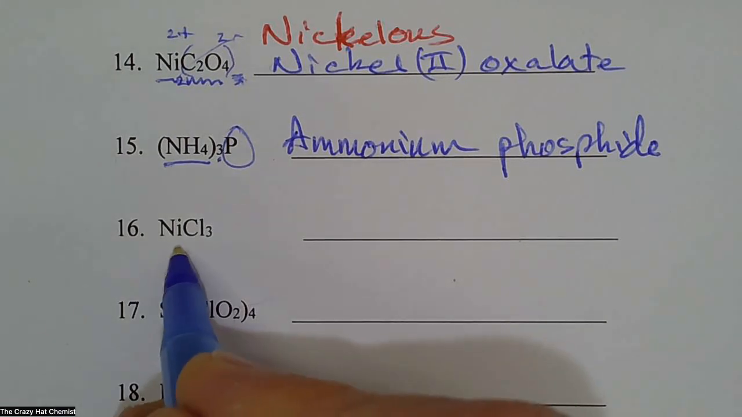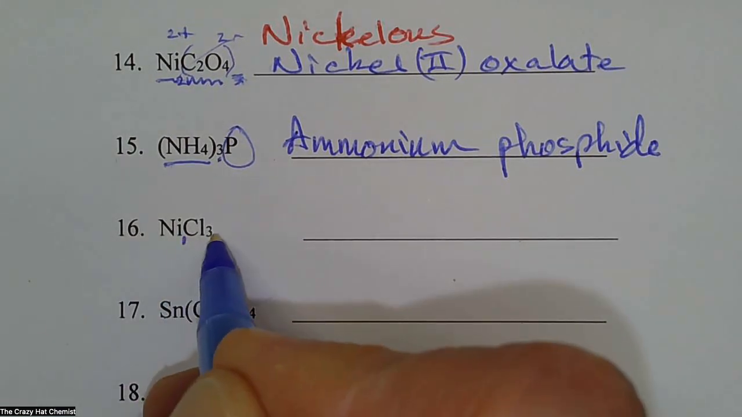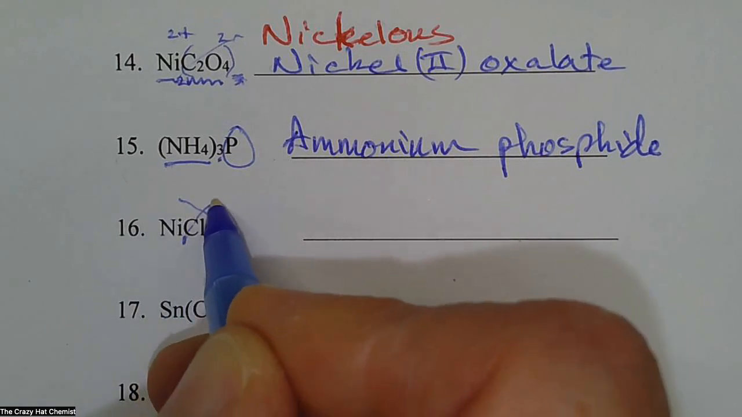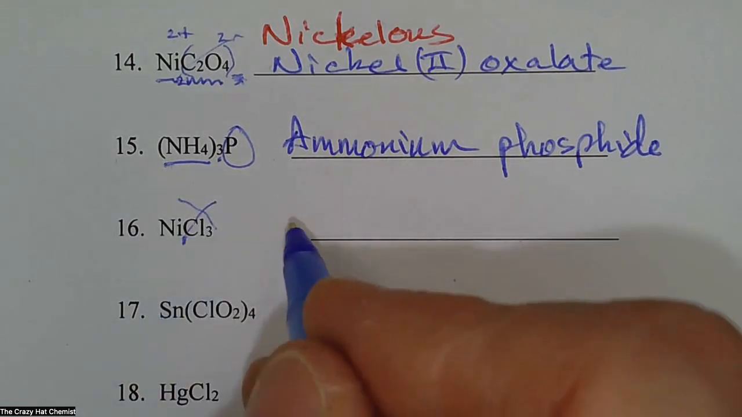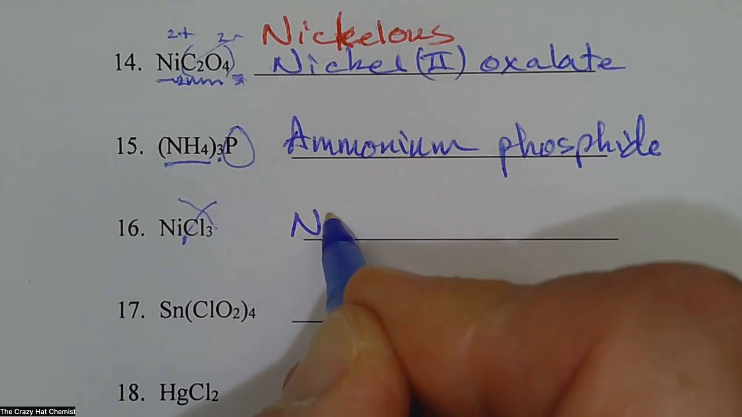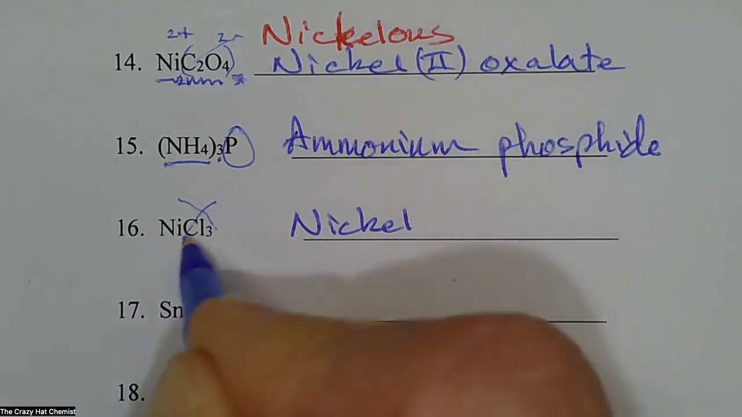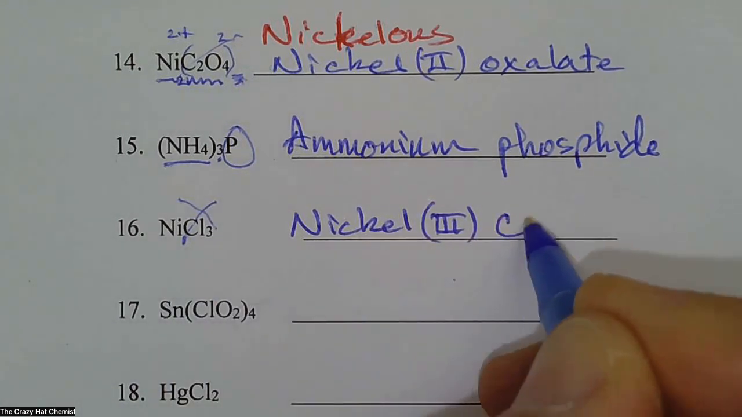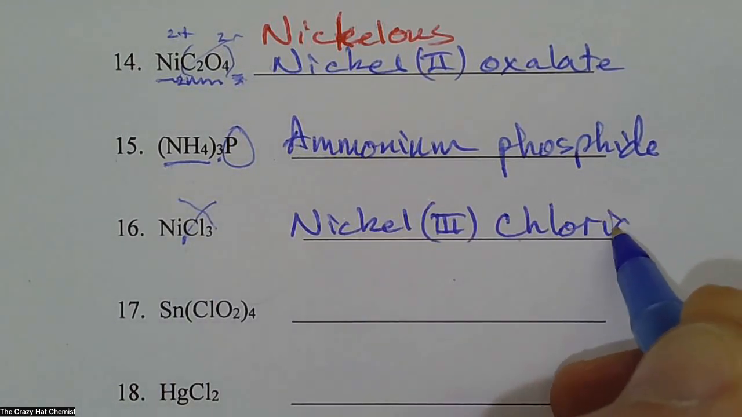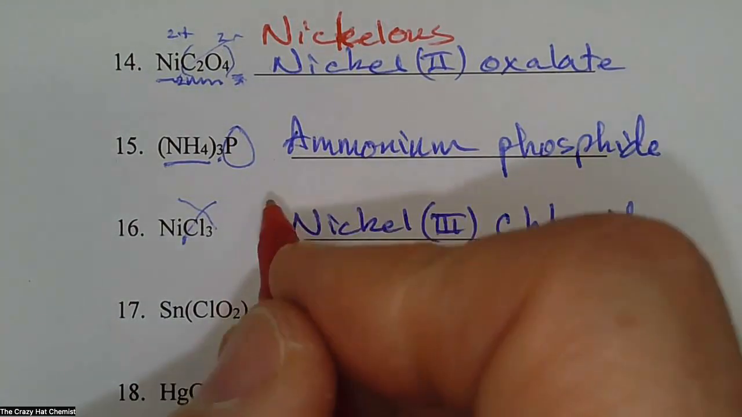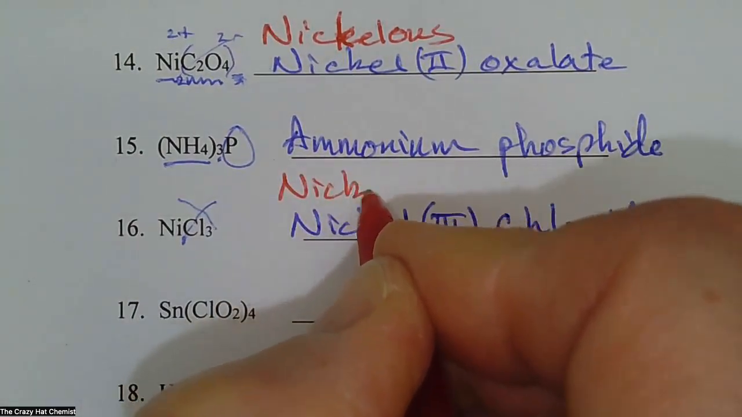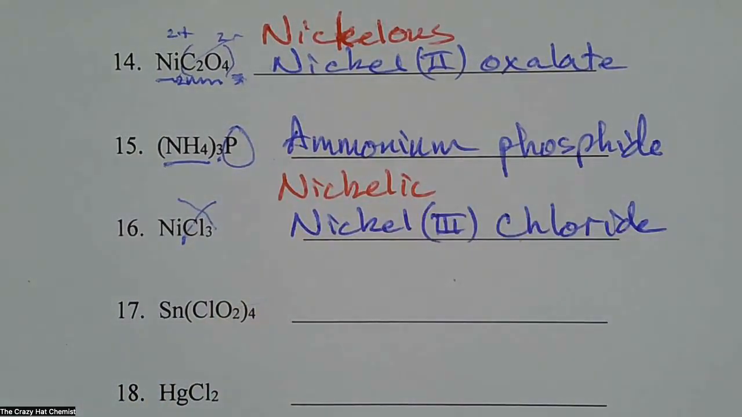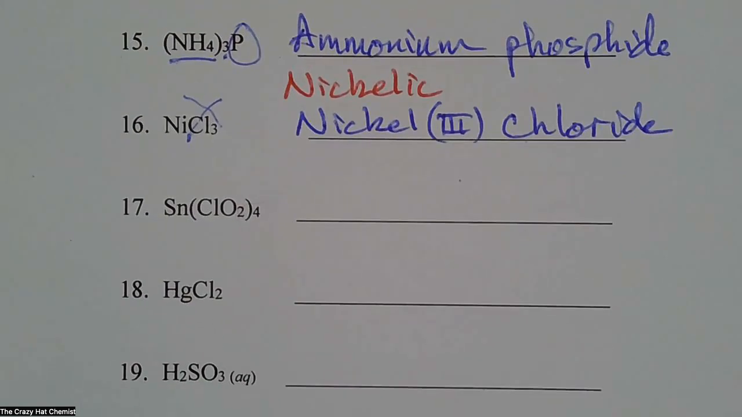All right, so our next one here, we're going to have a 1 here and a 3 here. We're going to take that 3, bring it up, or take that 1, bring it up. That will give us a nickel, and it's a Roman numeral 3, chloride. And that's nickelic chloride. All right, fantastic.